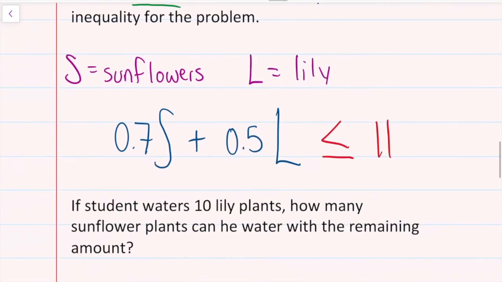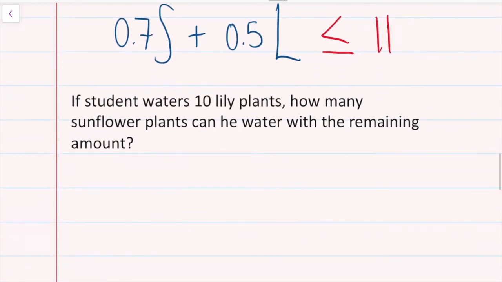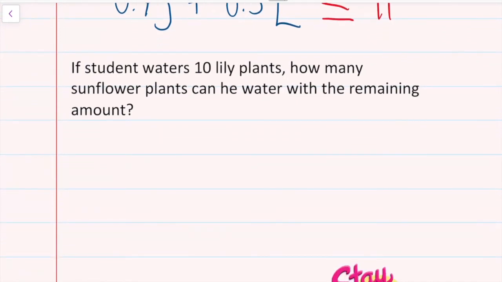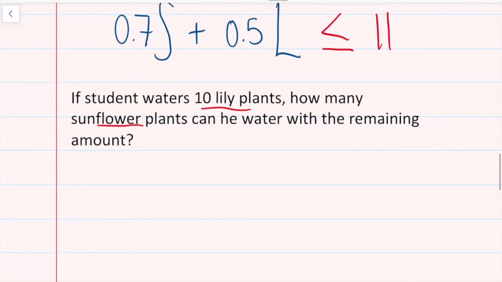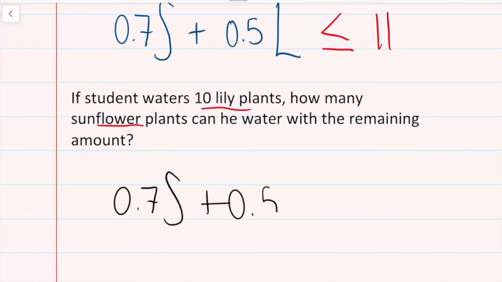And for question number 2, now they're asking, if the student waters 10 lily plants, how many sunflower plants can she water with the remaining amount? Let's use this inequality we just created. Let me write that down. 0.7S plus 0.5L is less than or equal to 11.